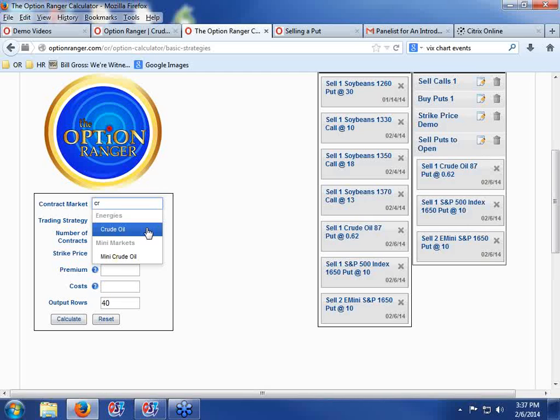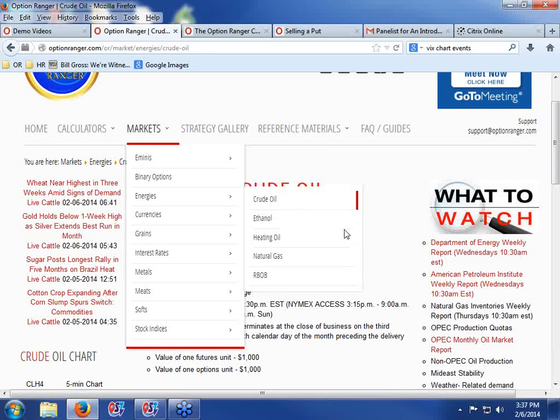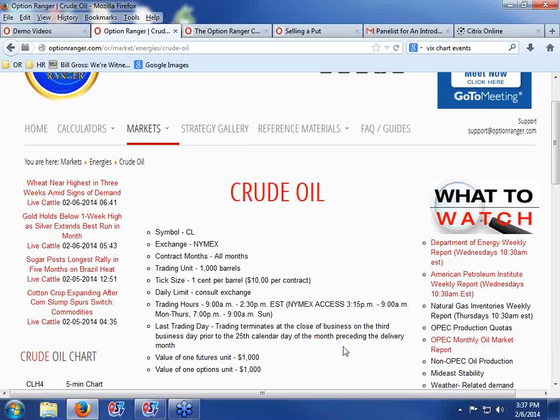Again, here there is a mini crude oil, and we have input those values as well. The moment the market is entered, you get a dialog box that opens up. It's a help box. It gives you the tick values. And in case you want the full contract specs, this intuitively takes you straight to the contract specs. You click on that, you get the contract specs for the market.